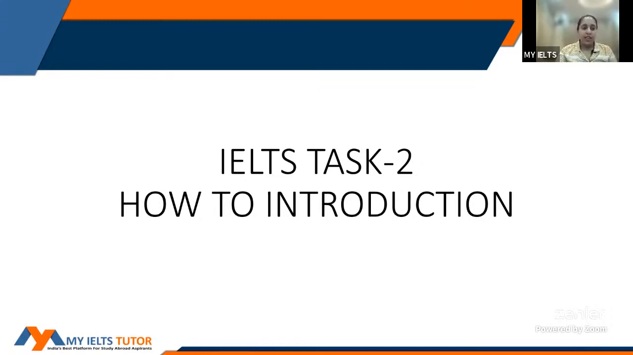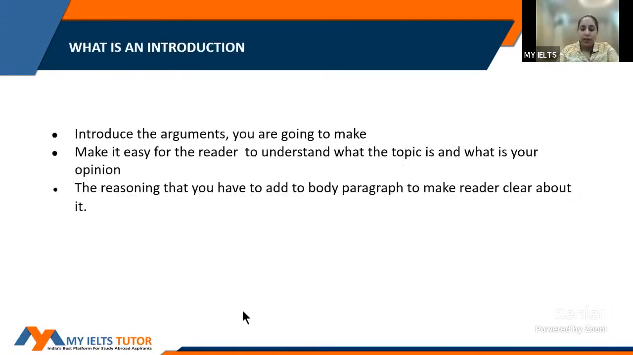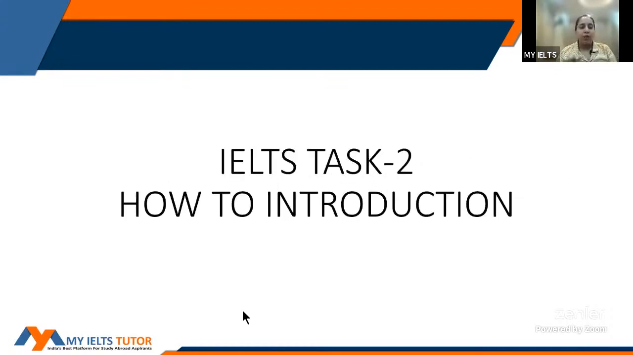So we will be understanding what an introduction is, how we need to write an introduction, and how to make your introduction much more effective. And if you are facing problems in writing an introduction, how you can overcome it, and how you can use simple ways to write an introduction in your essay writing.